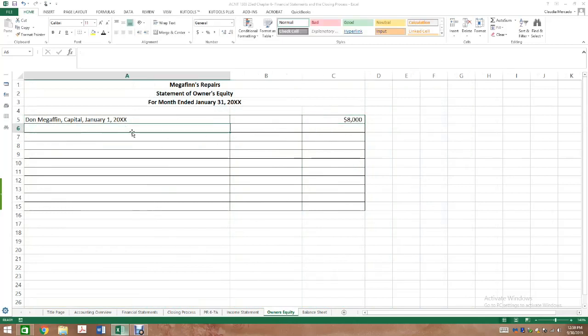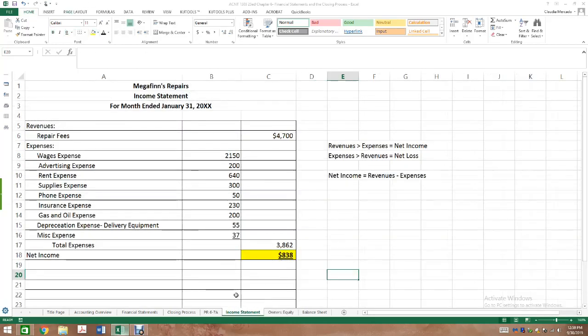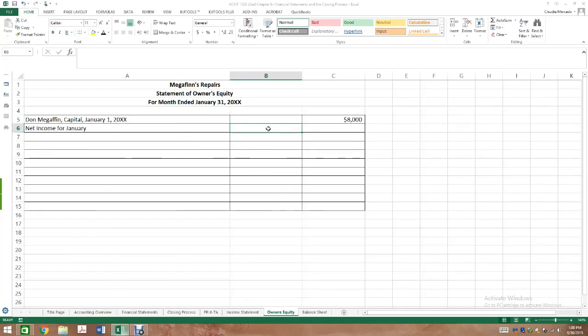The next thing I'm going to bring in is either my net income or my net loss that I calculated on my income statement. In this case, we had net income for January. So the amount that I'm going to bring in here is the net income that we calculated from your income statement. This amount is going to flow into your statement of owner's equity. So you're going to take that dollar amount and put it over here, $838.